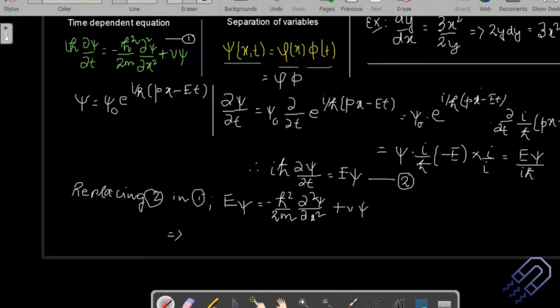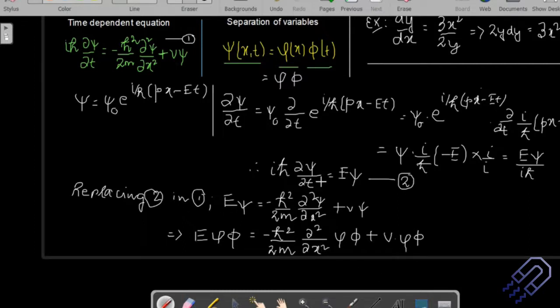So you can simply write it down as E psi into phi, and on this side we can write it down as minus h cut square by 2m del square del x square. Now we are differentiating with respect to x, so psi is the variable and phi is only a function of time, so we can take it out of the differentiation sign. We're going to do V, and again psi will be this and phi will be this.